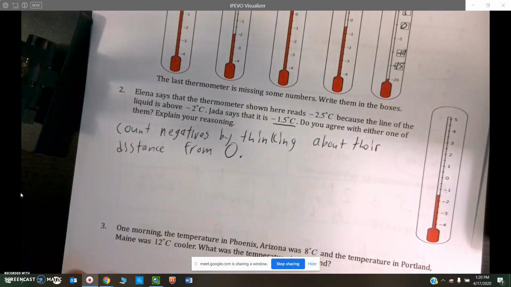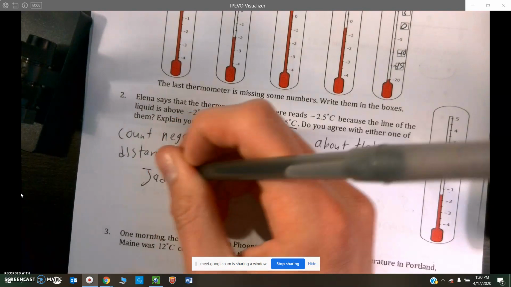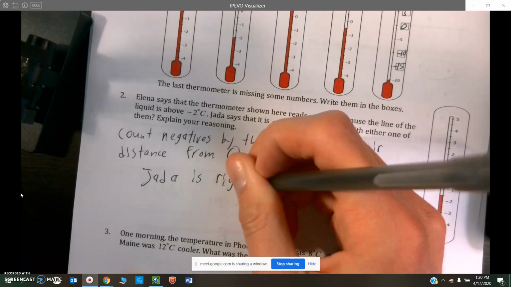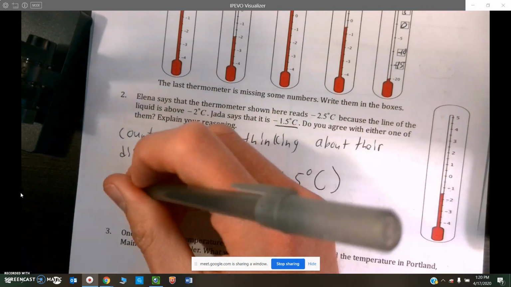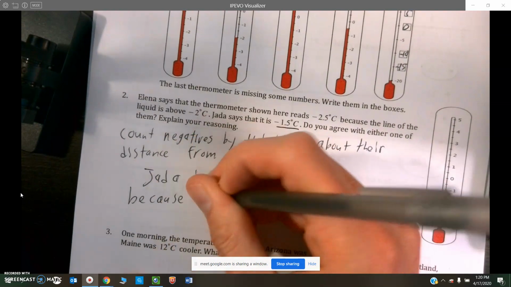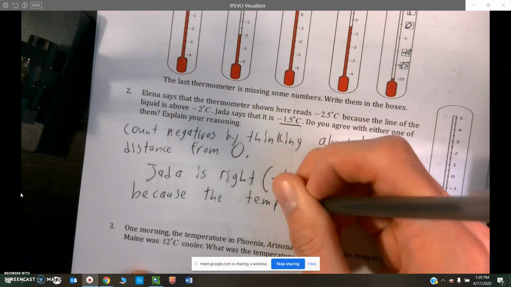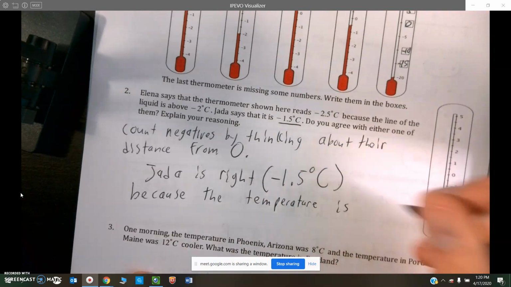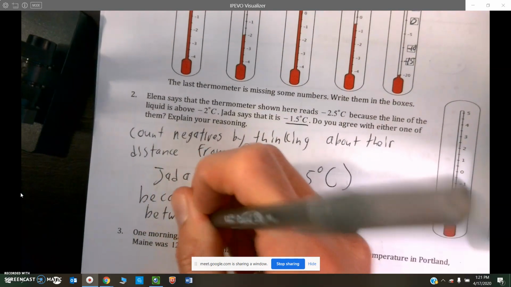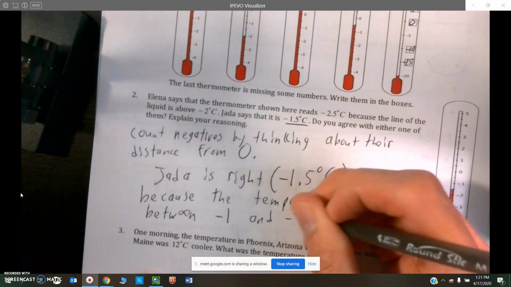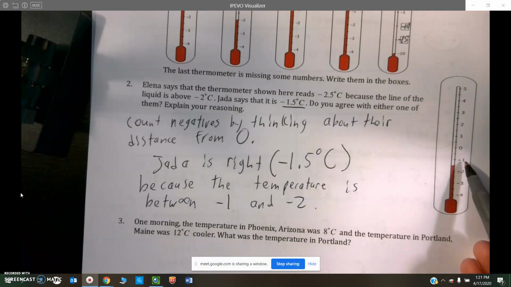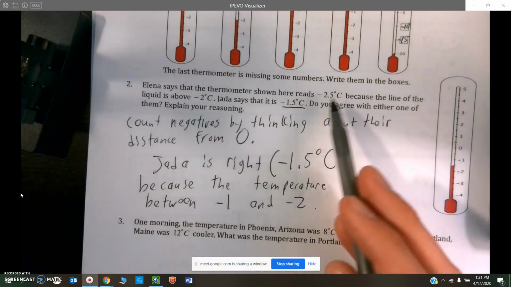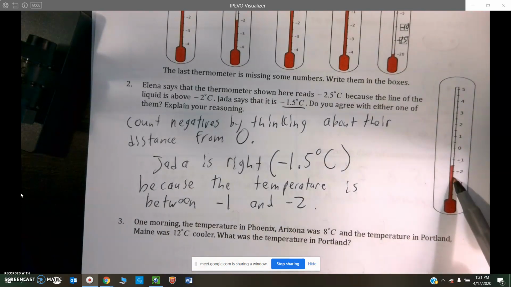So this is actually the right answer. So Jada is right. Negative 1.5 degrees Celsius, because the temperature is between negative 1 and negative 2. So if negative 1.5 is between negative 1 and negative 2, then negative 2.5 would be right here, in between negative 2 and negative 3.